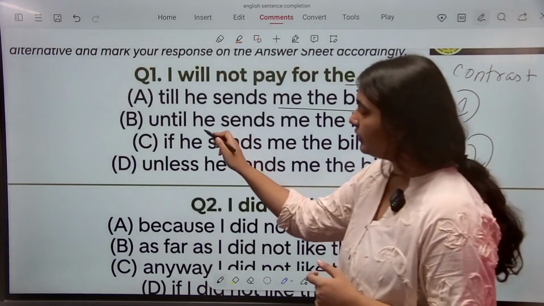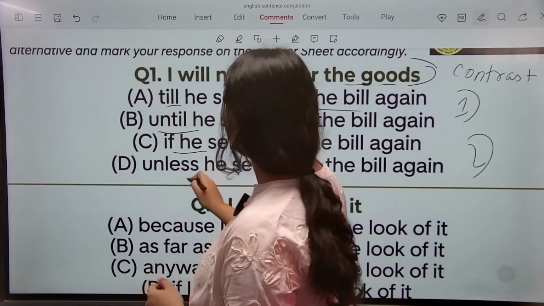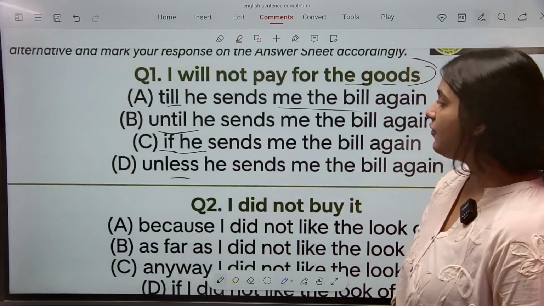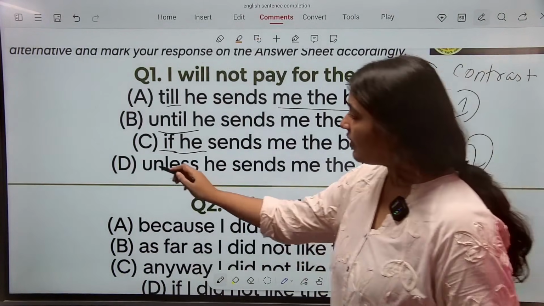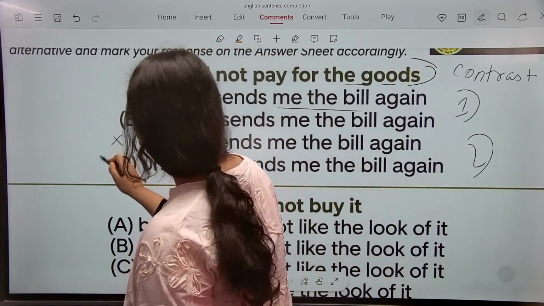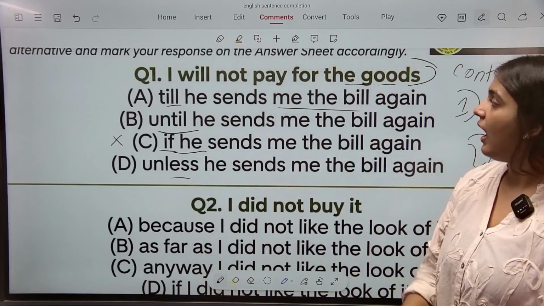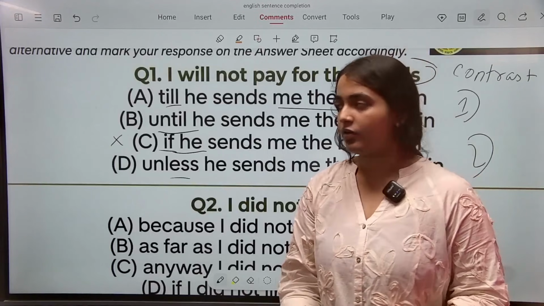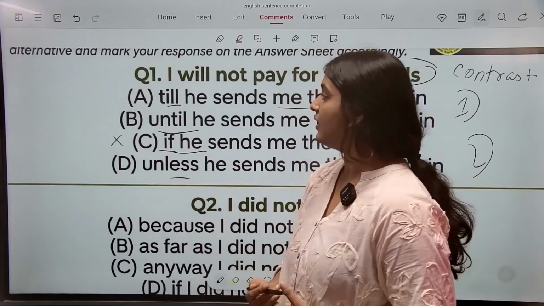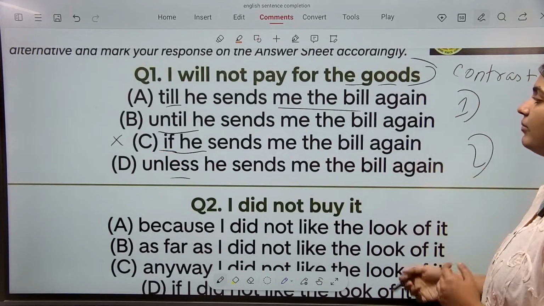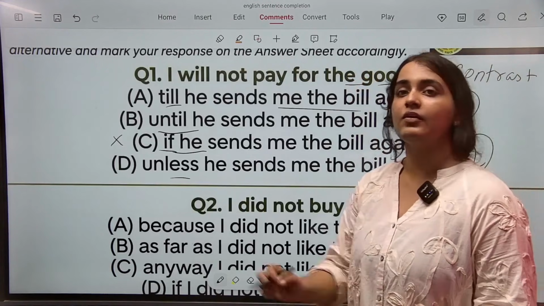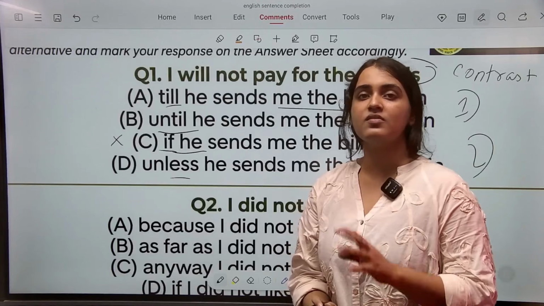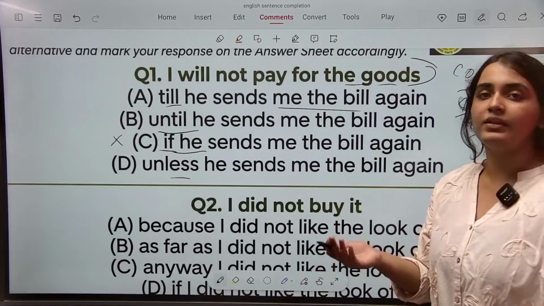So here the only difference is until he, if he, till he, unless. If it's very general, simple, if he sends me the bill again. Why is if wrong? Because if is neutral. I will not pay. Here it does not make logic also. Here if you connect it with C, I will not pay for your goods if he sends me the bill again. Here you are saying that if he sends the bill, then I will not pay. That does not make logic. Someone is requesting a bill so that they can pay.